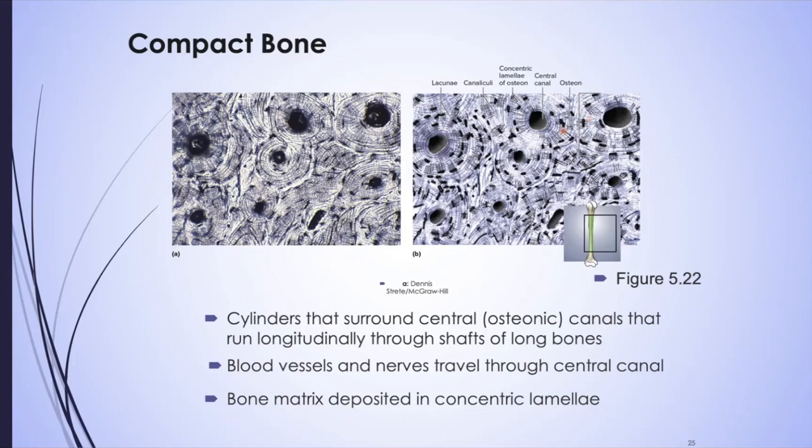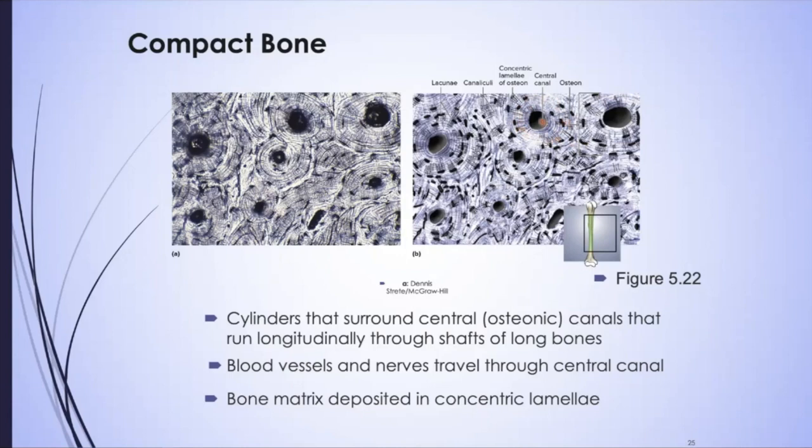So what we're looking at here is a cross-section of a long bone where you're going to find the compact bone. Now we're going to look down the shaft. As you look down the shaft, you are going to see all of these ring-like structures, right? They look like the rings of a tree, but those are called osteons. And you can see the osteons are made up of these concentric lamellae. Those are the ring-like structures, the lamellae.